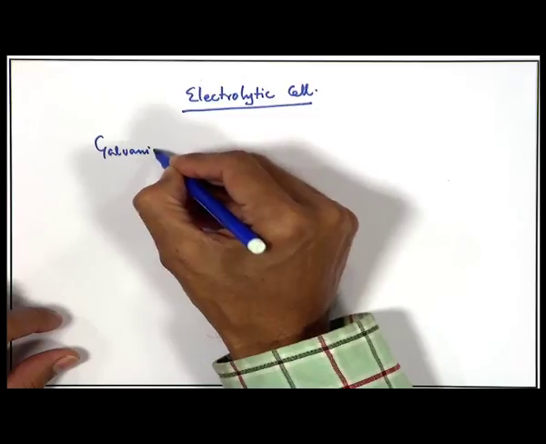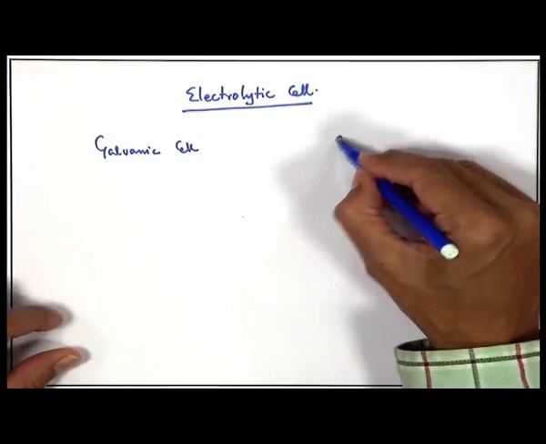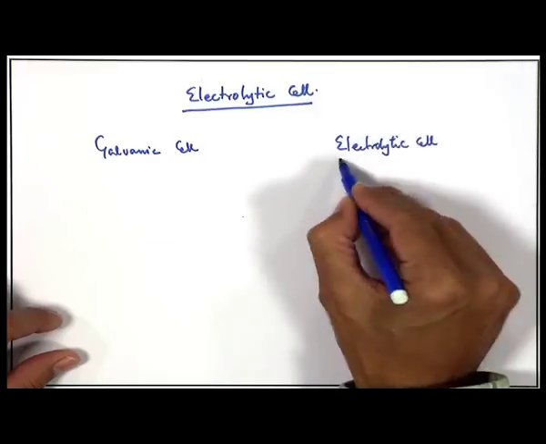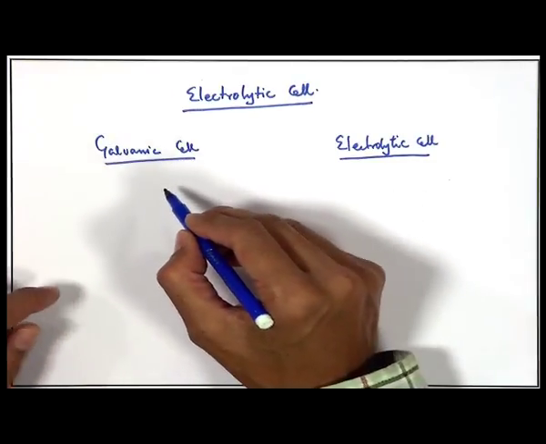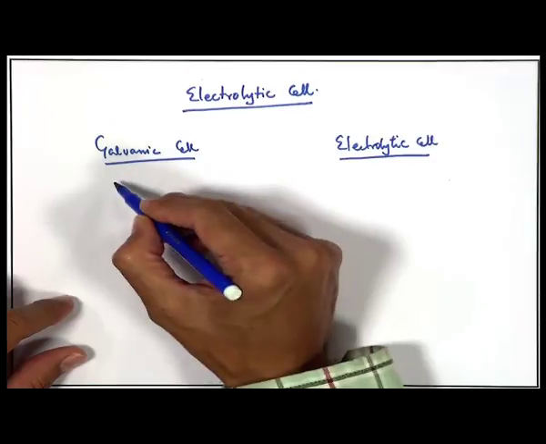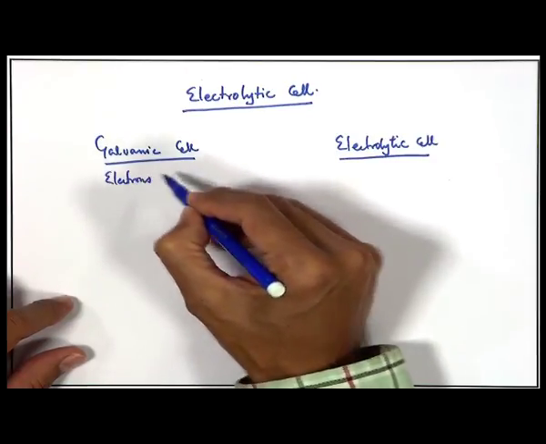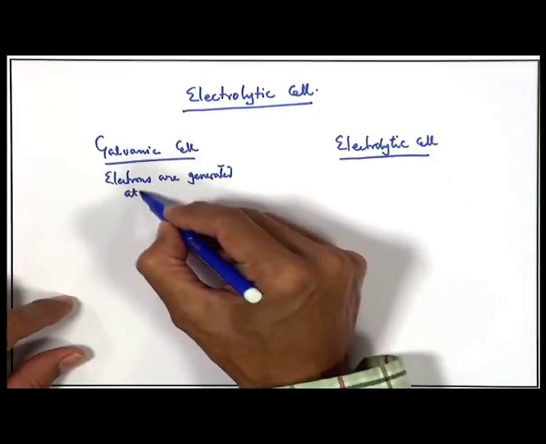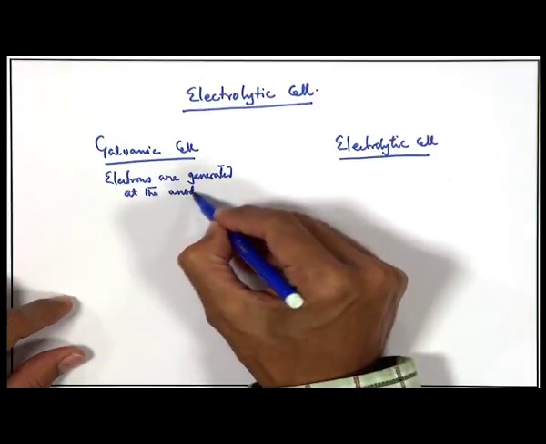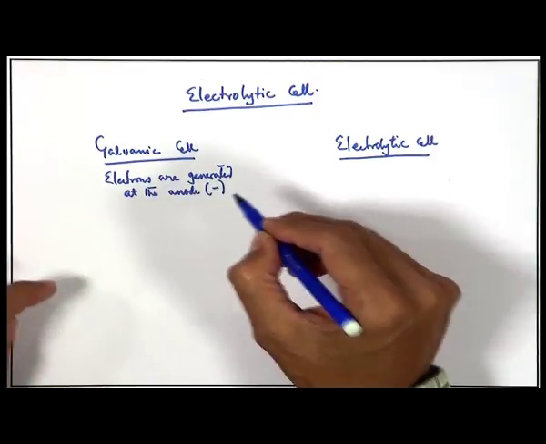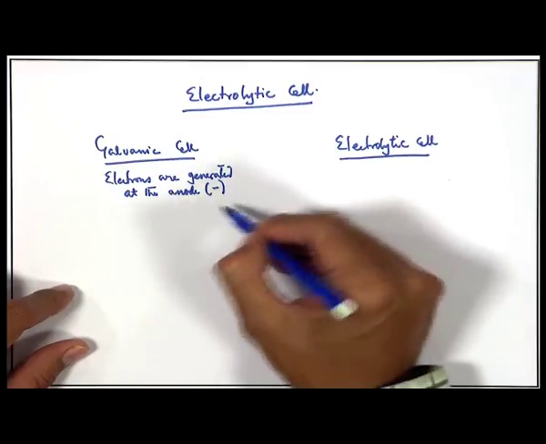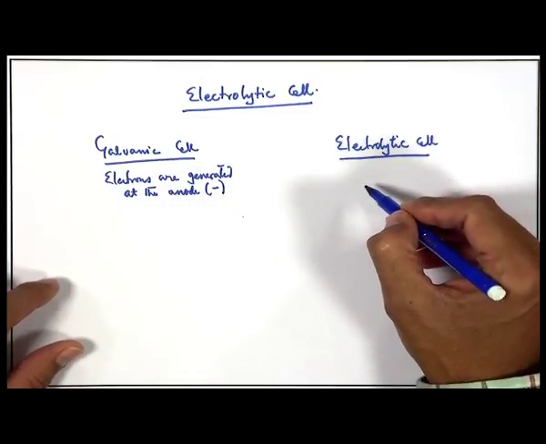So, in a galvanic cell, electrons are generated at the anode, and they are consumed at the cathode, which is the other electrode, the one which is plus.